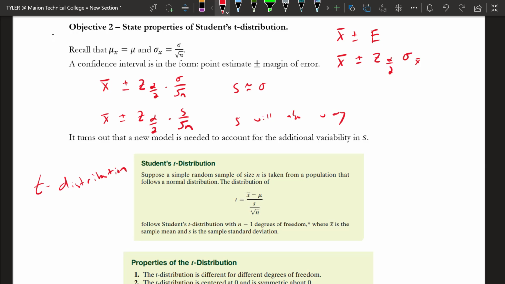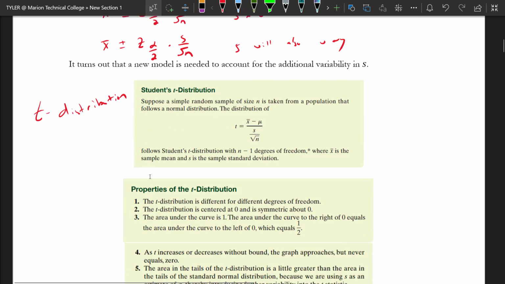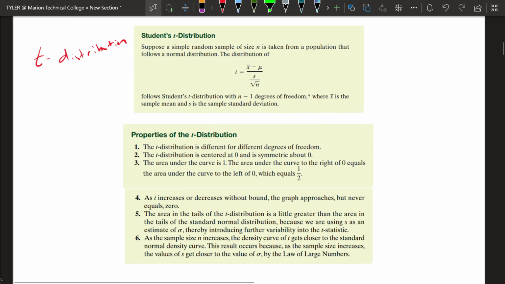The formal name of the t distribution is the student's t distribution. If we do a simple random sample of size n taken from a population that follows a normal distribution, then t is going to equal x bar minus mu divided by s divided by square root of n. This is going to follow the student's t distribution with n minus 1 degrees of freedom. I'll shorthand that by df equals n minus 1, where df stands for the degrees of freedom. We need x bar to be the sample mean and s to be the sample standard deviation.